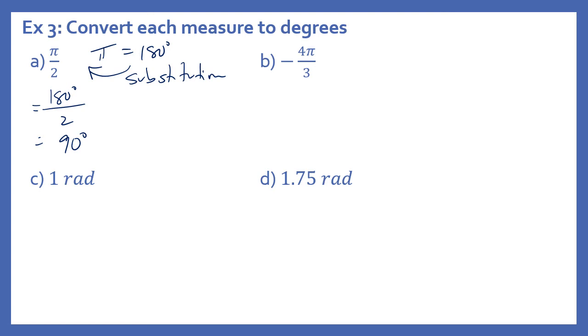Same thing here. Negative 4 pi over 3, that's just a straight substitution. Sub in 180 for pi. -4 times 180 divided by 3, type that in your calculator. Hopefully you get -240 degrees.